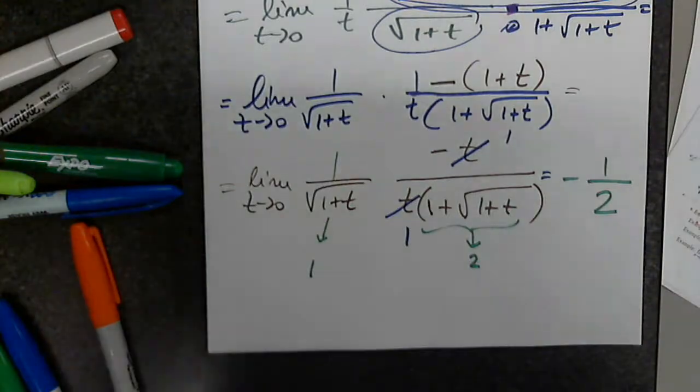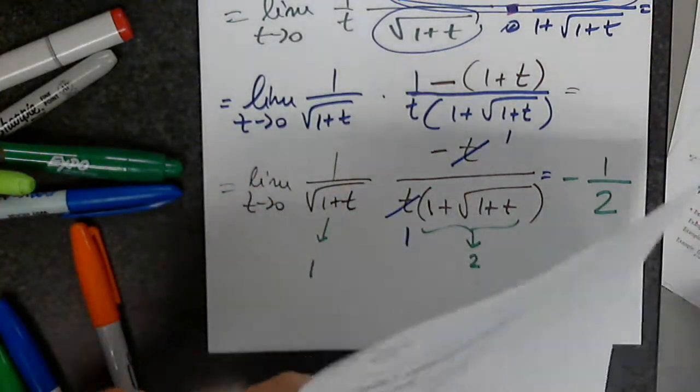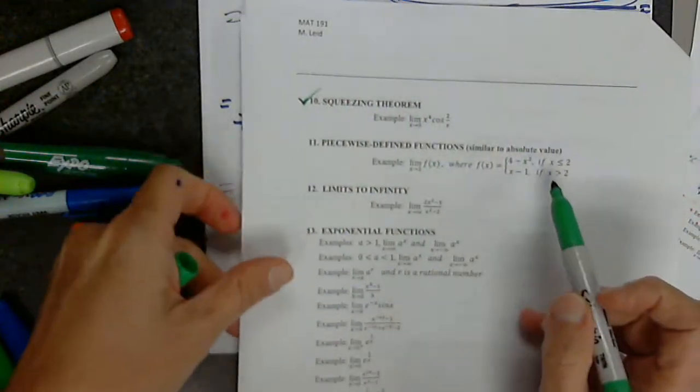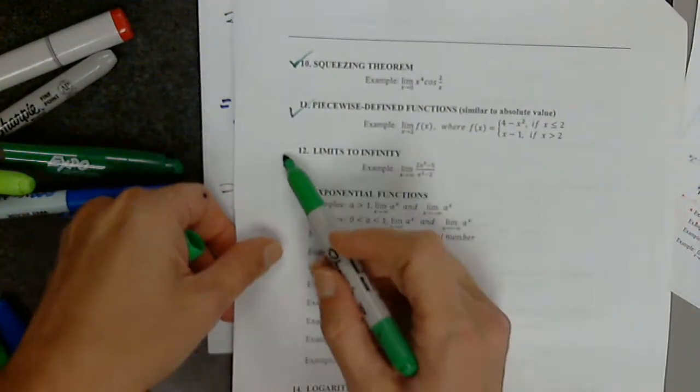I'll get another handout so we can see what's here. Okay. This is a yes for the test. This is a yes for the test. This is a yes for the test. And of course, we're going to look at the rest.